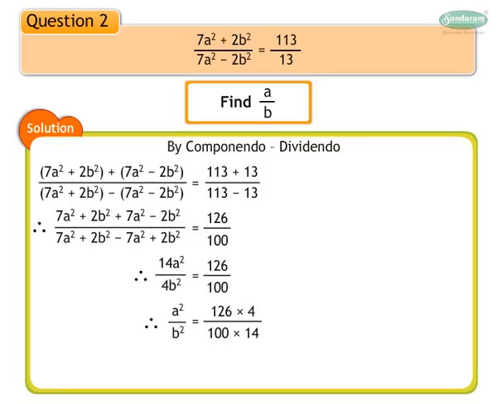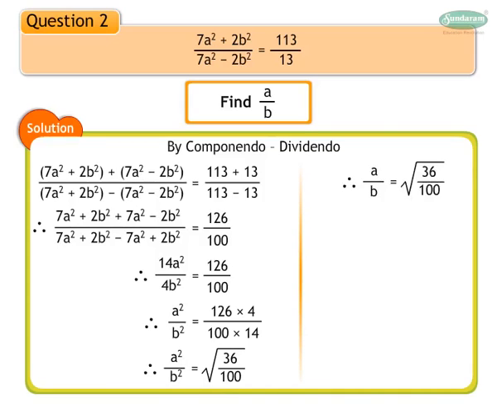Therefore, a²/b² = (126×4)/(100×14). On reducing to the lowest form, we get a²/b² = 36/100. By taking the square root on both sides, we get a/b = √(36/100). Therefore, a/b = 6/10. On simplifying, we get 3/5. Therefore, the value of a/b is 3/5.